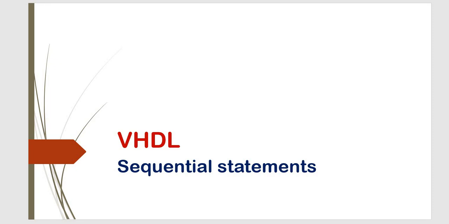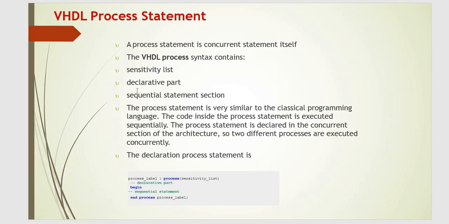All these sequential statements actually start with the process statement. So the VHDL process statement plays a very important role. The process statement is by default concurrent in nature. It can be used for writing combinational processes as well as sequential processes. The syntax of the process statement contains a sensitivity list, declarative part, and sequential statement section. The process statement is very similar to a classical programming language. The code inside the process statement is executed sequentially.